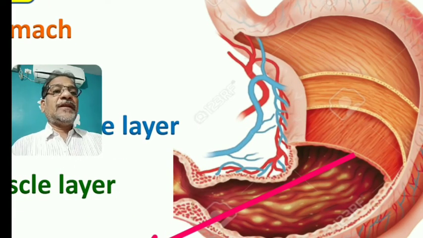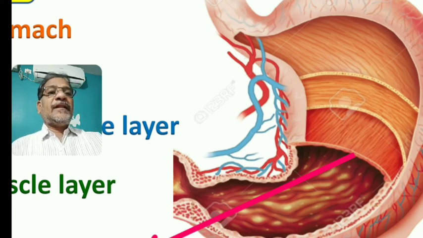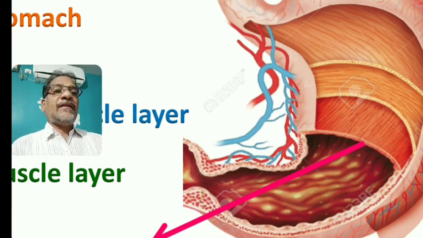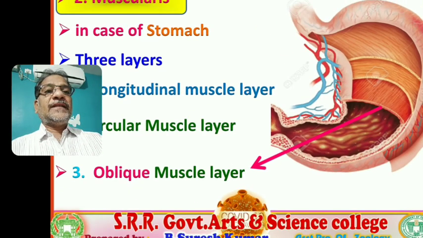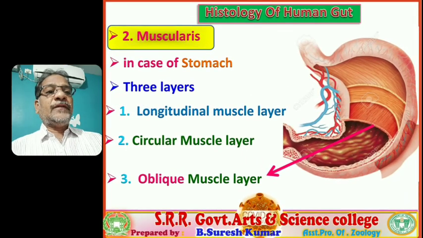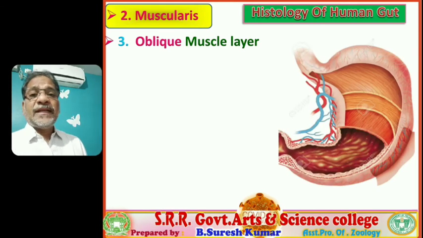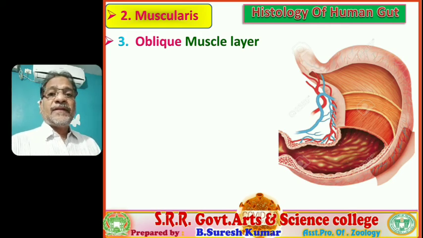You observe this visual. Three sheaths are clearly found: the uppermost longitudinal layer, where the muscle fibers run along the length of the stomach, then the circular layer around the stomach, and the oblique layer. So these are the three layers present in the wall of the stomach. What is the use of the oblique muscle layer? Why does the stomach have this oblique muscle layer other than other parts of the alimentary canal?